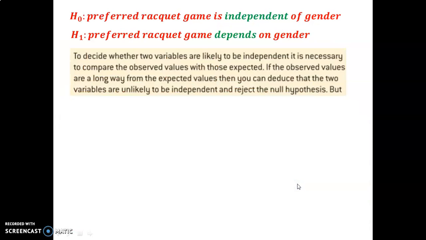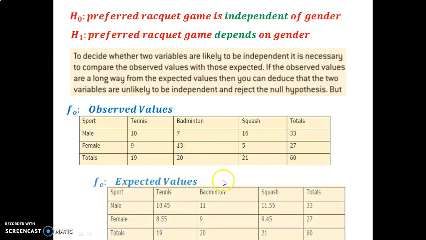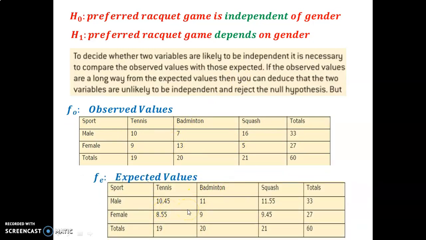Okay, so now if we want to decide whether 2 variables are likely to be independent, it is necessary to compare the observed values with the expected values. Okay, so we had our observed values, the actual data. We had our expected values when we did the calculation using probabilities. And then if you compare them, you can basically say, is sports choice independent of gender? Because if our observed values are way different than the expected ones, then we can say, oh wow, then gender must have some influence, because we're getting much different results than what is actually expected. Okay, so keep that in mind there. That's very important.